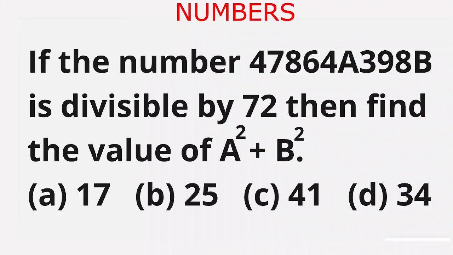We are going to solve a question on divisibility in the topic of numbers. Our question is, if the number 47864A398B is divisible by 72, then find the value of A square plus B square. The given options are option A 17, option B 25, option C 41, option D 34.